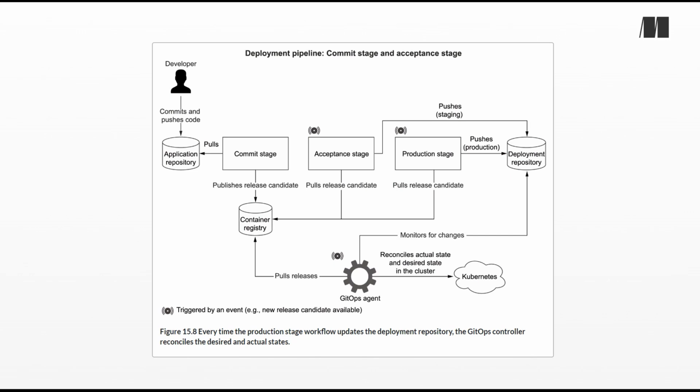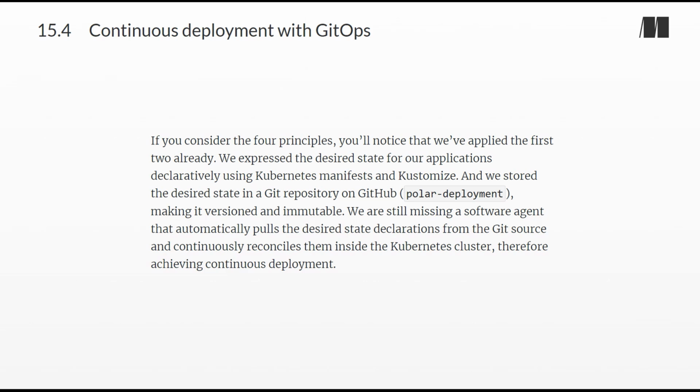Figure 15.8. Every time the production stage workflow updates the deployment repository, the GitOps controller reconciles the desired and actual states. If you consider the 4 principles, you'll notice that we've applied the first 2 already. We express the desired state for our applications declaratively using Kubernetes manifests and Kustomize. And we stored the desired state in a Git repository on GitHub, polar-deployment, making it versioned and immutable. We are still missing a software agent that automatically pulls the desired state declarations from the Git source and continuously reconciles them inside the Kubernetes cluster, therefore achieving continuous deployment.